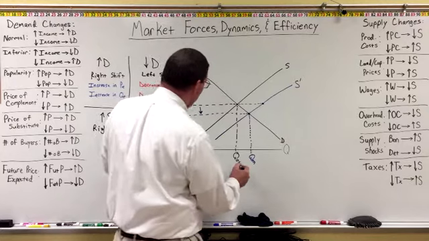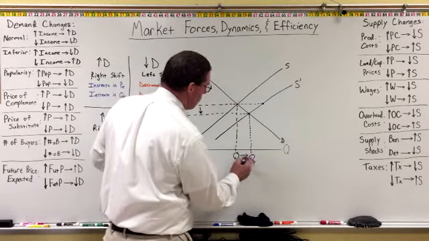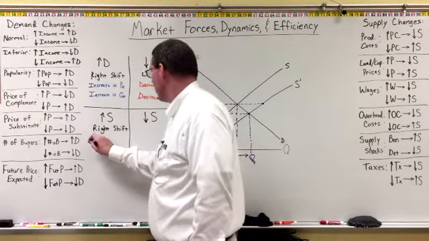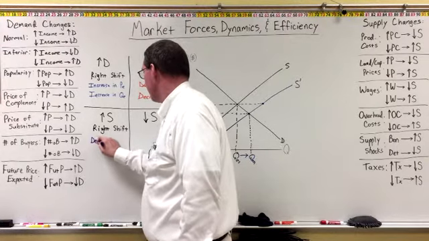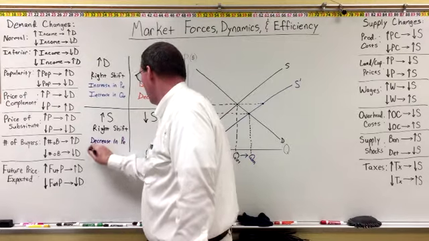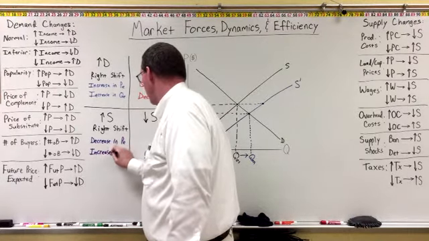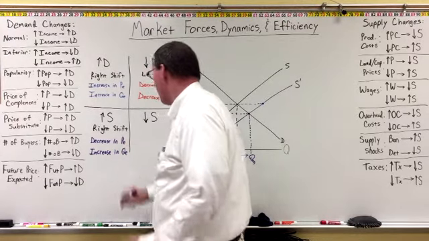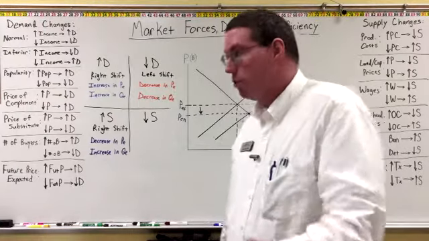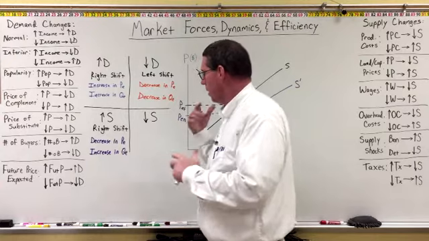So ultimately, we will have a decrease in price, but an increase in equilibrium quantity. So when the supply increases, we're going to have a decrease in equilibrium price, but we're going to have an increase in equilibrium quantity.